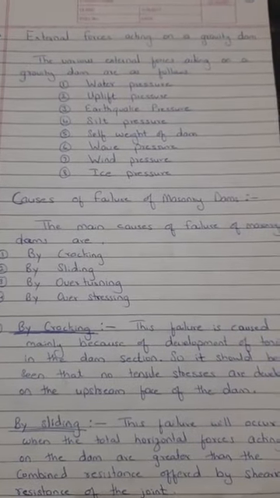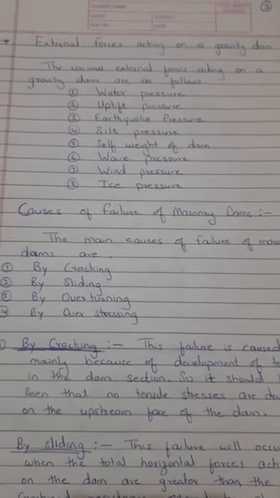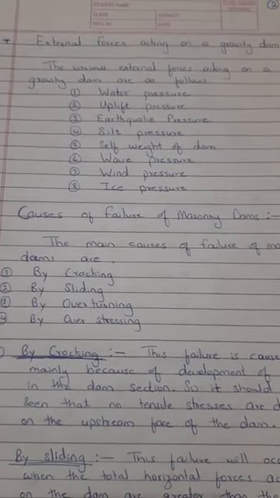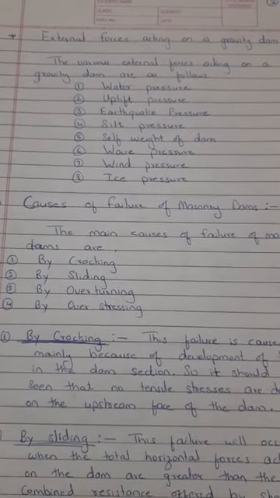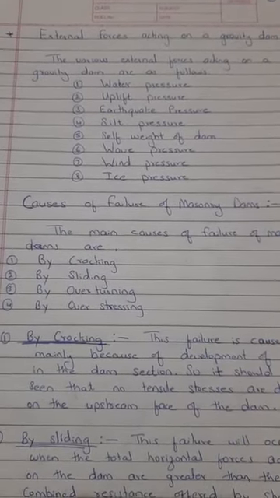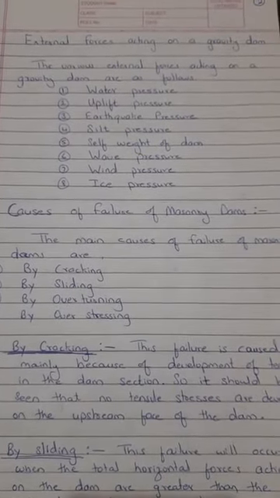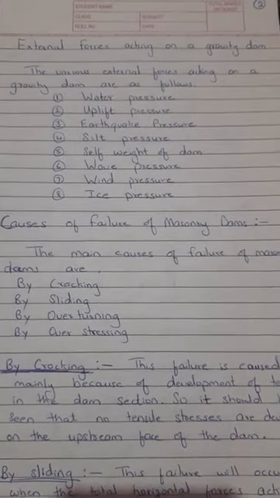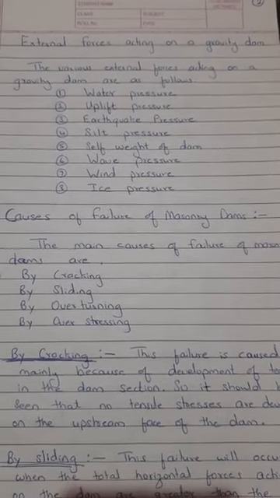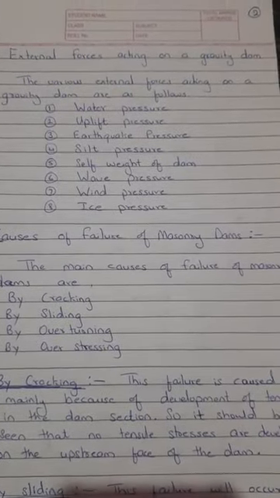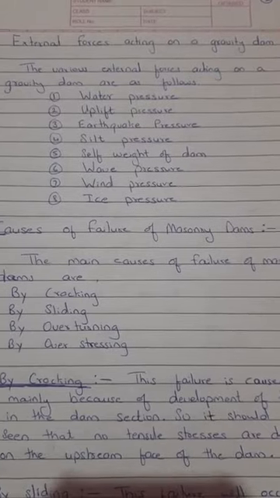So when we are constructing the dam, there will be several forces acting on the dam. These external forces are classified as: number one, water pressure; second, uplift pressure; third, earthquake pressure; fourth, silt pressure; fifth, self weight of the dam; sixth, wave pressure; seventh, wind pressure; eighth, ice pressure. One by one we will deal with the different types of pressures acting on the dam.